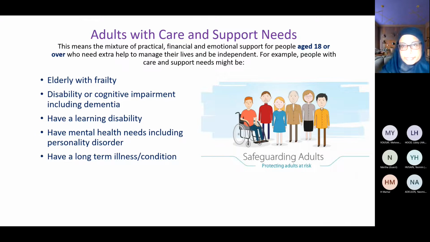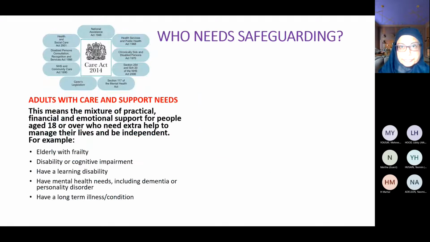So who are these adults with care and support needs? They're anybody aged 18 or over who needs extra help to manage their lives. So not all elderly, but elderly specifically with frailty, disability or cognitive impairment, things like dementia, learning disability, any mental health needs, including personality disorders, any long-term illness or condition which means they need help to live their lives. So, a chronic COPD patient who's on oxygen, somebody with crippling rheumatoid arthritis, all these kinds of conditions count.